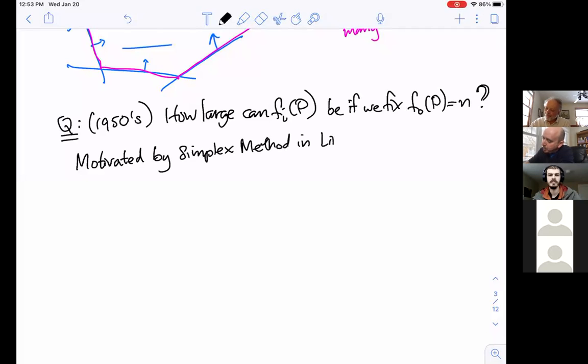Simplex method in linear programming. So I'm going to remind you or tell you what the heck this is; linear programming is a horrible name. It's really not very suggestive about what this thing is. So, motivated by the simplex method in linear programming, as the polar dual question. So let me really ask the polar dual one.